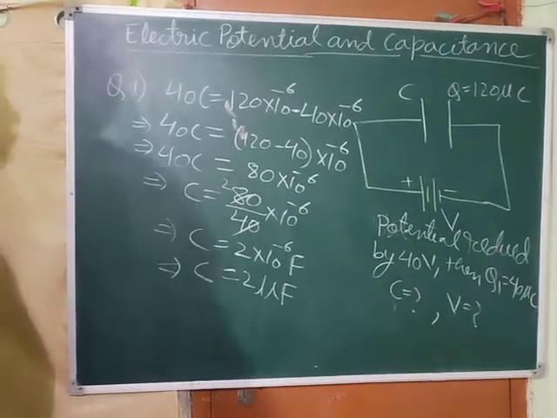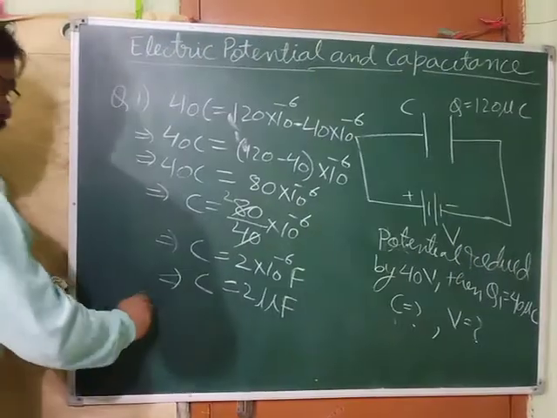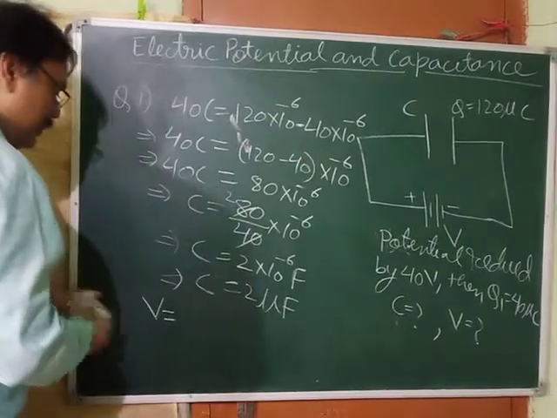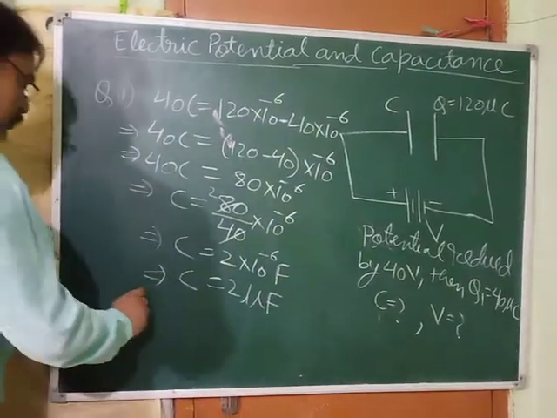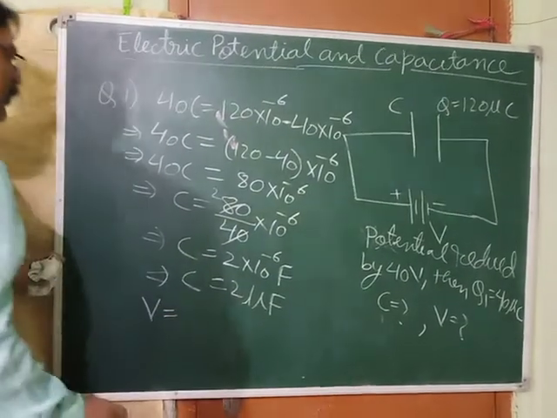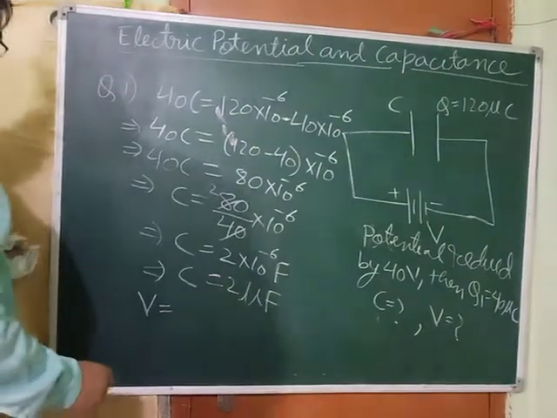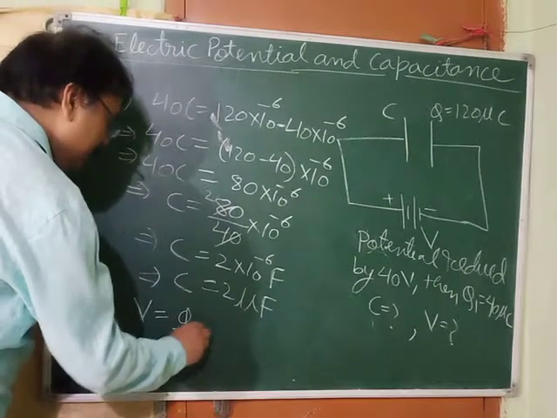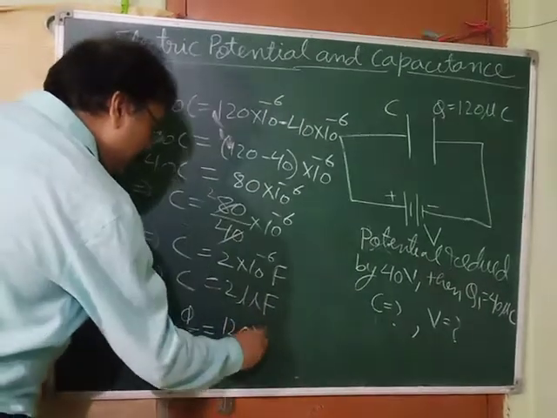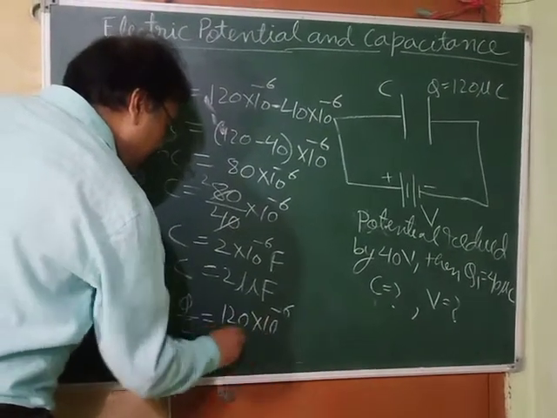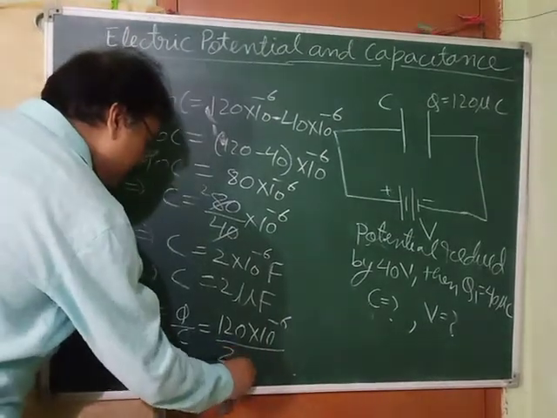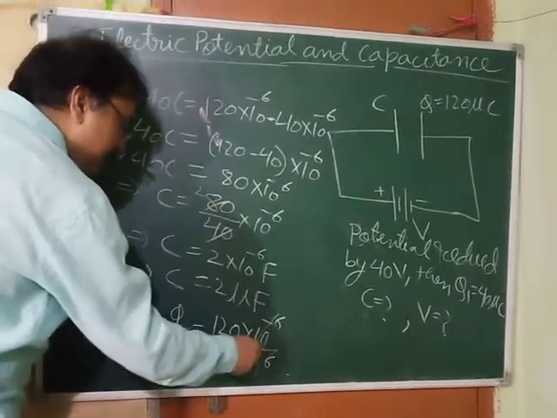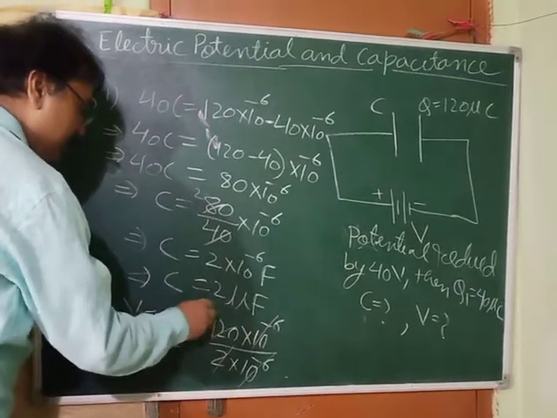So in order to find the potential difference, see, charge is known, capacitance is known. We can find out very easily. Q is equal to C into V, so V is equal to Q by C. Q is 120 into 10 to the power minus 6, and C is 2 into 10 to the power minus 6. So 10 to the power minus 6 cancels out, and with 2 we will cancel this, we will get 60.